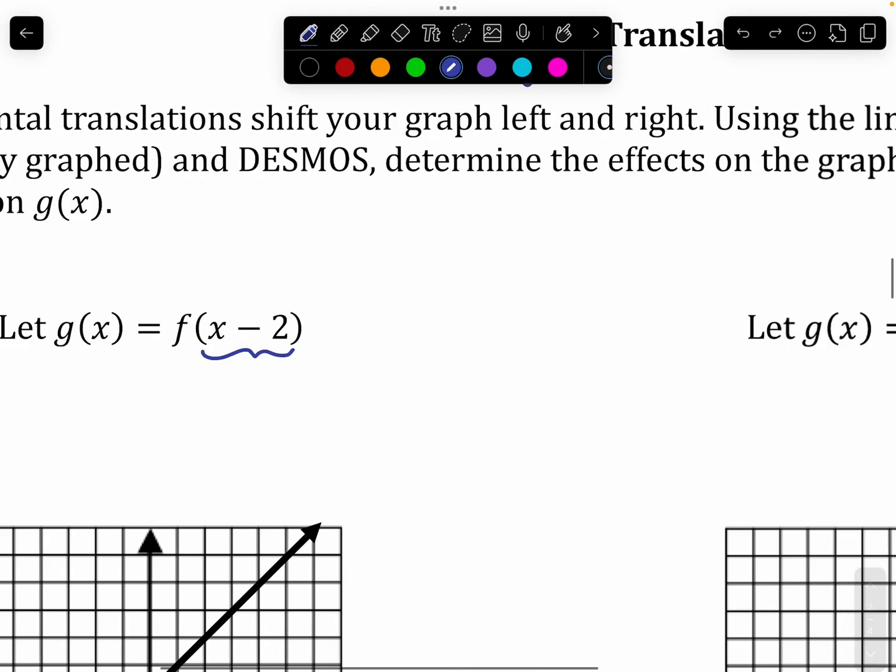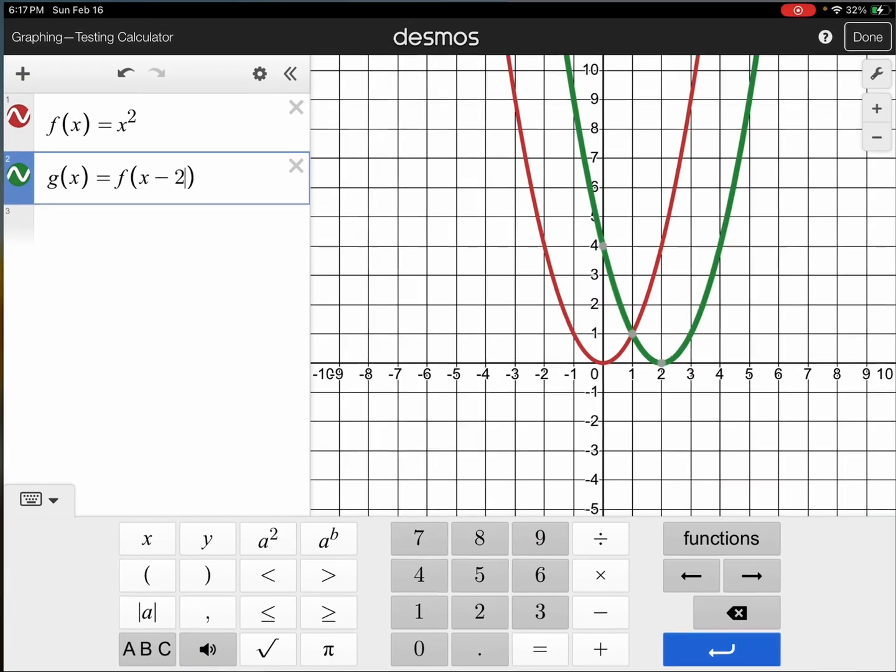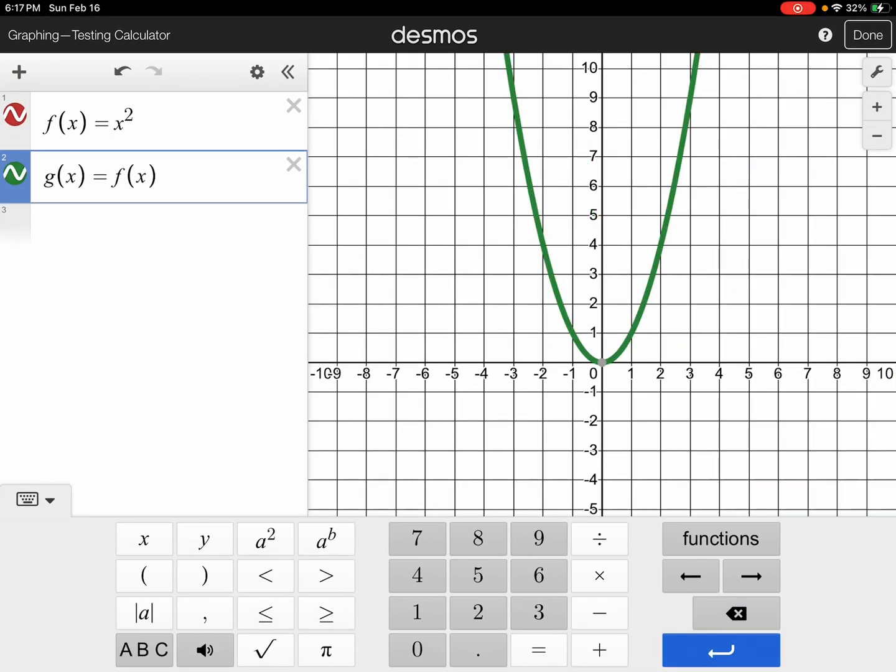If I come over here and I have a plus 4, what direction do you think I'm going to go now? Let's see if you're right. I shifted over to the left 4. So when it's in parentheses, it's going to do the opposite of what you think it's doing. It's very similar to when we talk about point slope form and how, if in our point we have 2 positive numbers, then in the formula itself we end up with 2 negative numbers. It's very similar.